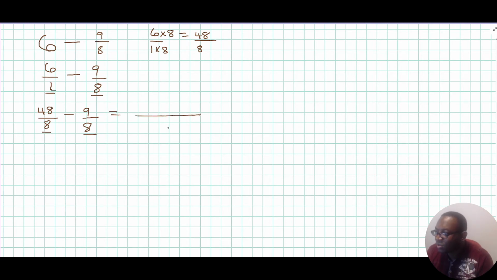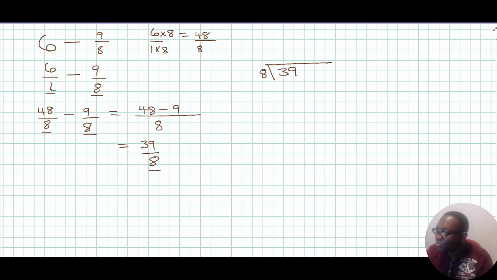So this is going to give us 8 as our common denominator, and then 48 minus 9. This is going to give you 39 over 8. Now we can leave it in this form, or we can convert 39 over 8 to a mixed number.